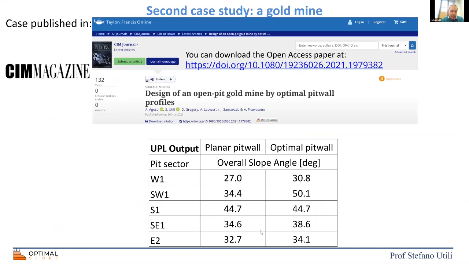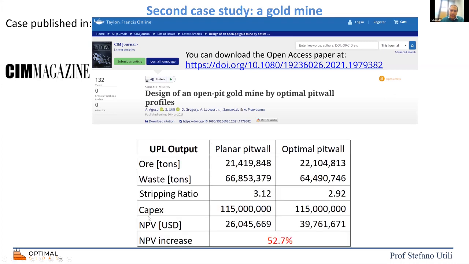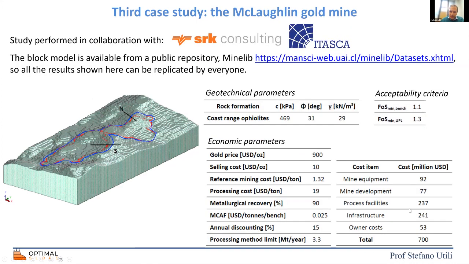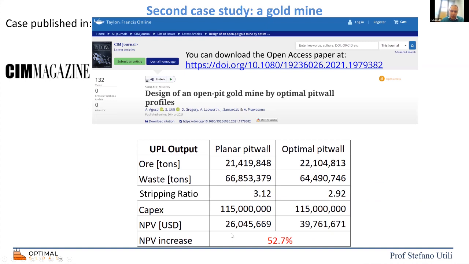So I'm just trying to get rid of this bar. It's always a bit in the way. Okay, let's put it here. So here you can see basically the increase of steepness for each pit wall profile, and in this case the gain was a good, I would say, a good 52, because the point at the end of the day is to talk in terms of NPV.